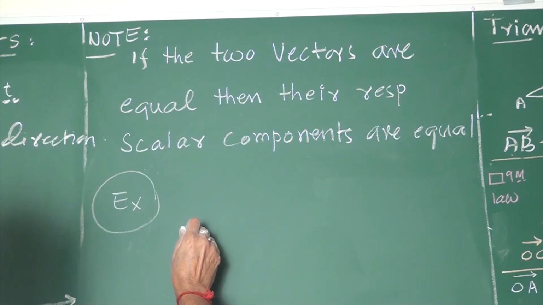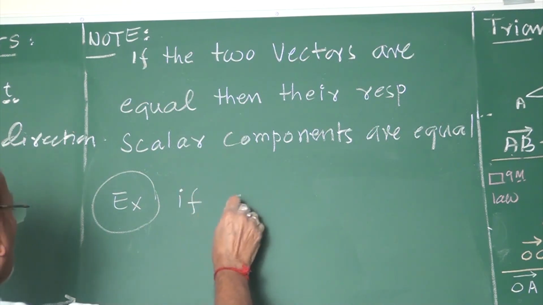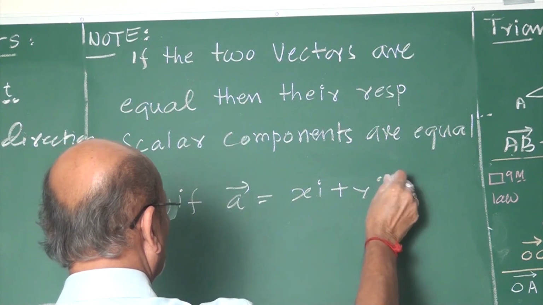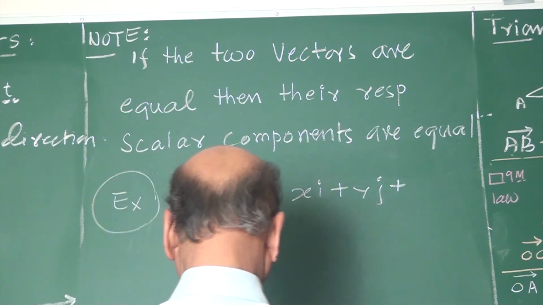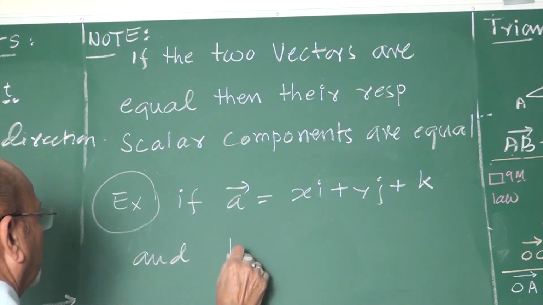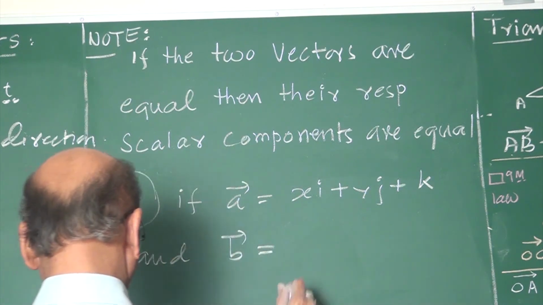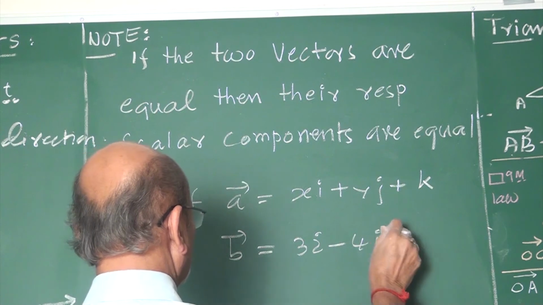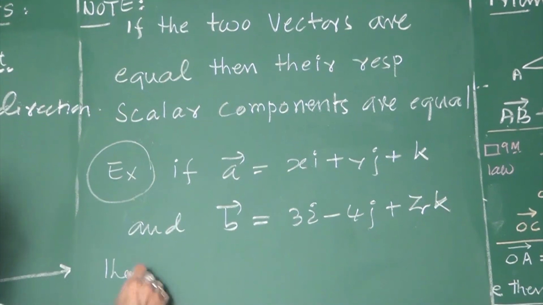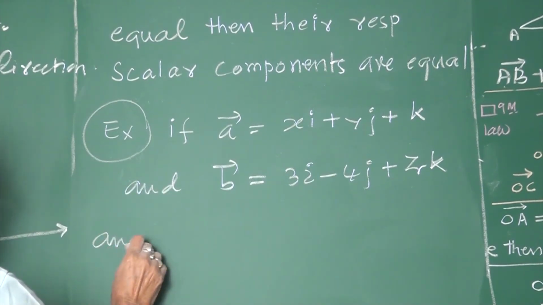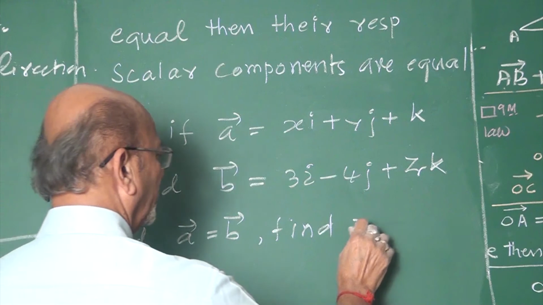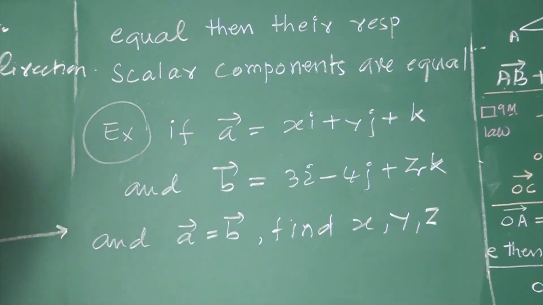If vector A equals xi plus yj plus zk, and vector B equals 3i minus 4j plus k, and vector A equals vector B, find x, y, z.